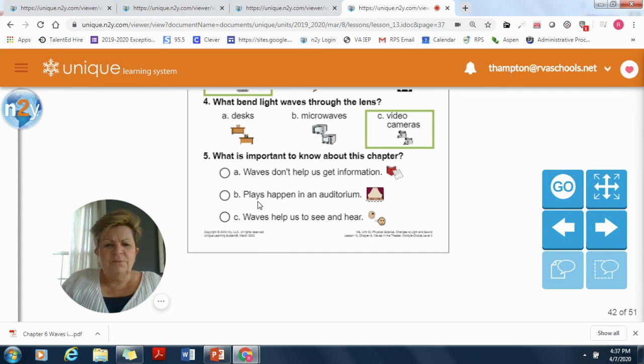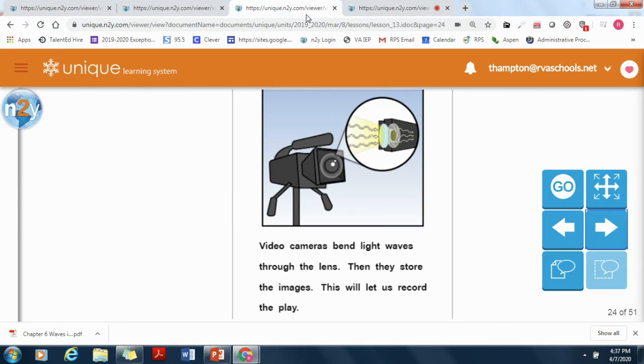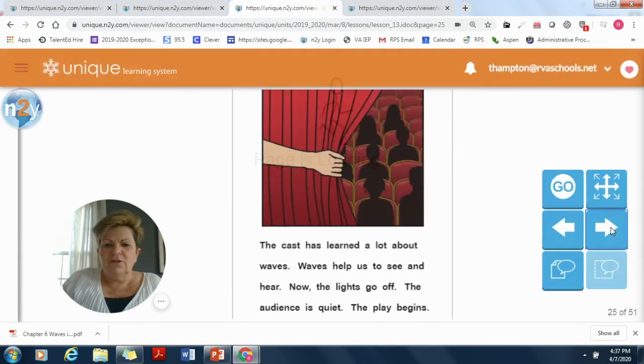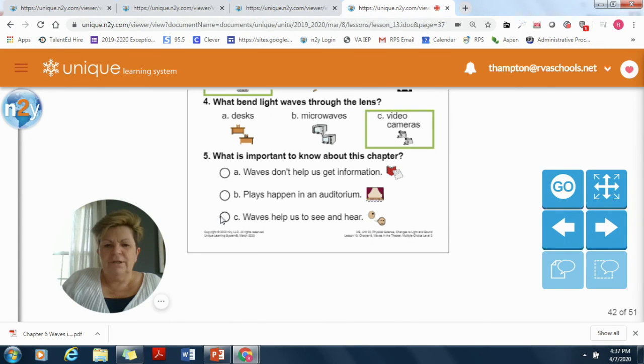Is it B, plays happen in an auditorium? Because that's what's important to know. I mean, there was a picture of an auditorium right at the end, but was that what the whole story was about? No. Waves help us see and hear. Let's look at our very last page because that sounds familiar. Waves help us see and hear. Very good.